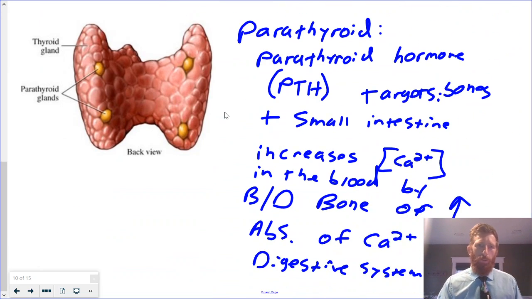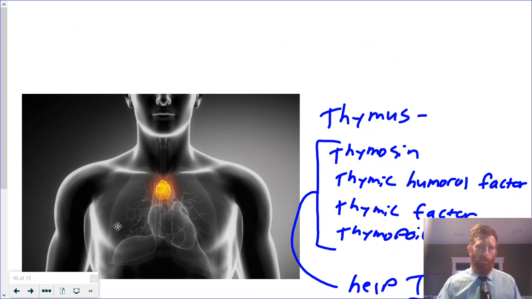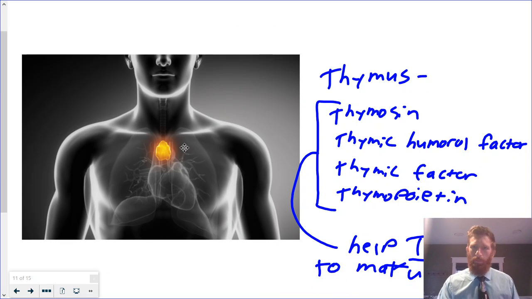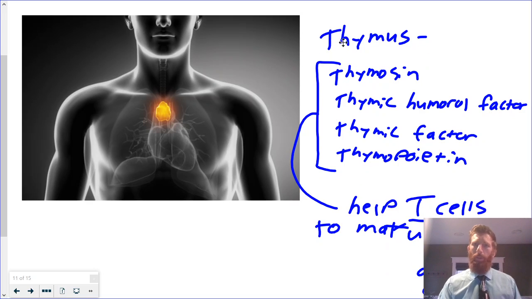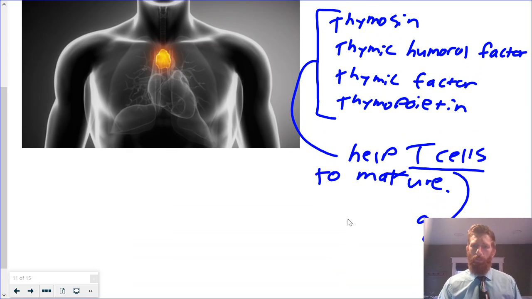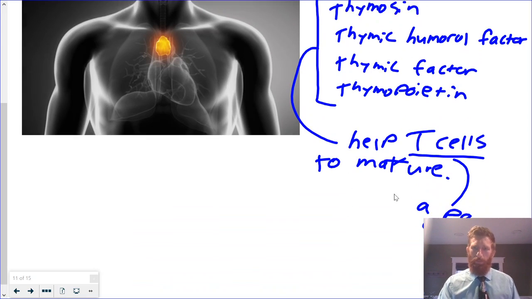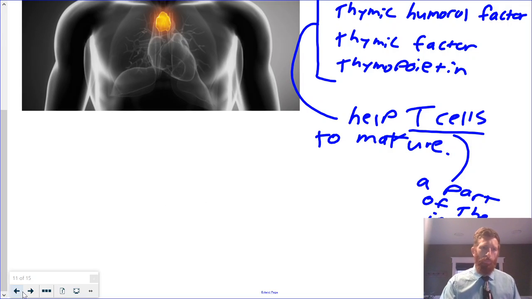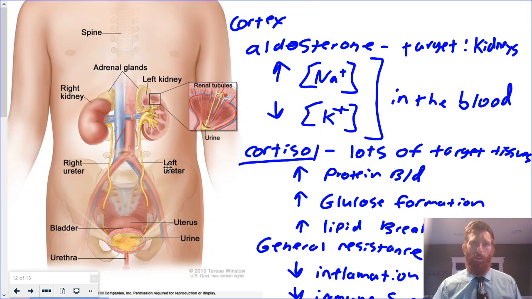So, anyways, those are the hormones of the thyroid and parathyroid. Thymus. This is going to go really quickly. You don't need to memorize these names. Just know that the thymus helps T cells to mature. We already talked about T cells last unit, part of the immune system. Boom, done. Moving on. All right, next is the adrenal glands, which sit right atop your kidneys.